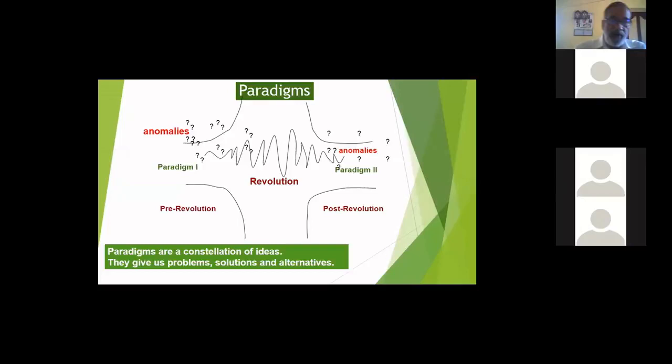Okay, if you look at the diagram, a rough sketch in front of you, you have two extremes, the left and the right. And you have a wave, where the waves are larger in the middle and smaller and flatter at the extremes. And you get the words paradigm one and paradigm two, and in the middle, revolution. You have what you call pre-revolution and post-revolution. I'm not sure whether we are in the revolutionary period now, but we may be, okay? We may be in a revolutionary period as we are looking for a number of answers for the situation today.